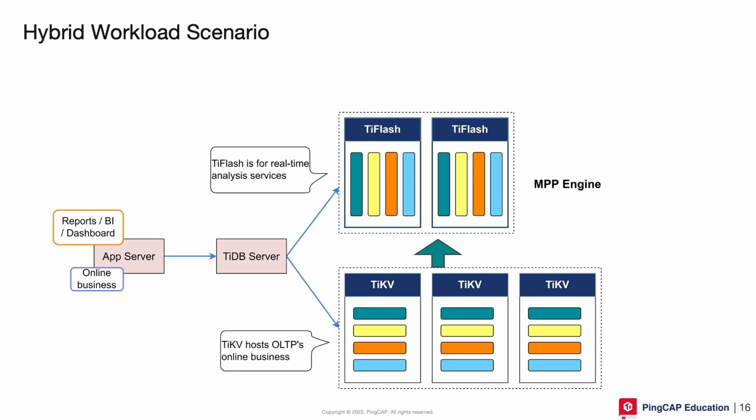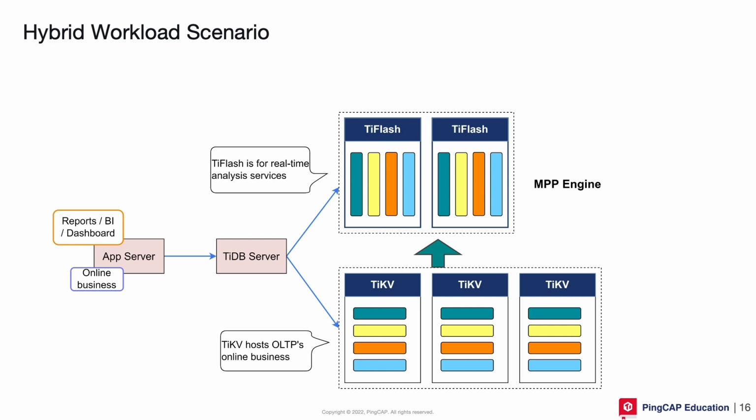Let's summarize the 2 common TiDB HTAP scenarios. The first scenario is the mixed workload scenario. In this scenario, the TiDB database hosts the OLTP online service performed by TiKV, while the TiFlash column store engine offloads and accelerates the real-time analysis services. To the left of the diagram, we see an app server running online business, reporting, business intelligence, and dashboard.